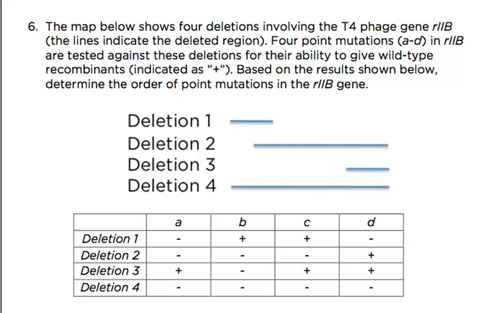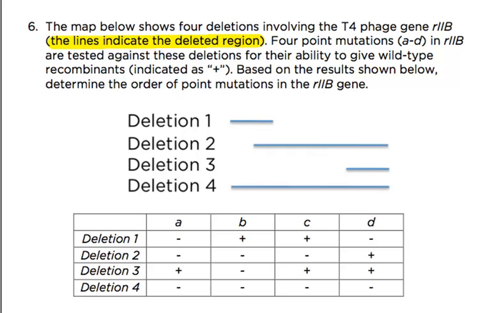Problem 6. The map below shows 4 deletions involving the T4 phage gene R2b, where the lines indicate the deleted region. 4 point mutations A through D in R2b are tested against these deletions for their ability to give wild-type recombinants, indicated as plus. Based on the results shown below, determine the order of point mutations in the R2b gene. Okay, so it's very important that you remember that the lines are indicating the deleted region.